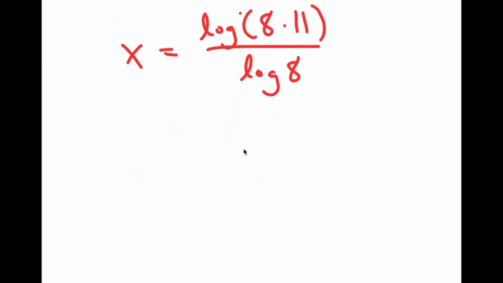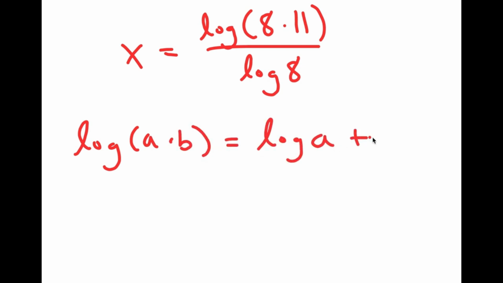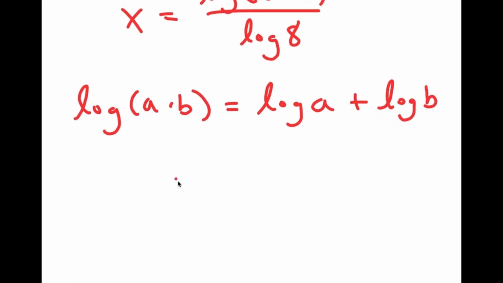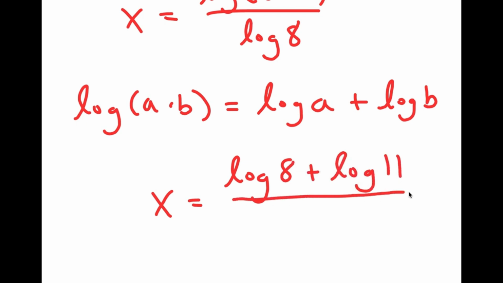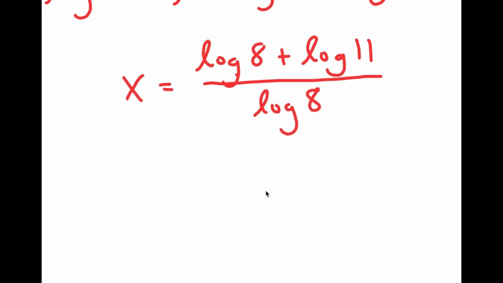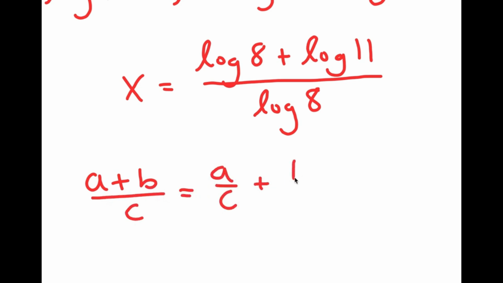And now another property of logarithms is that if I have something in the form log of a times b, this is equal to log a plus log b. So log of 8 times 11 is going to equal log of 8 plus log of 11, and I have this over log of 8. Now, if I have something in the form a plus b over c, this is equal to a over c plus b over c, which is a simple fraction property.